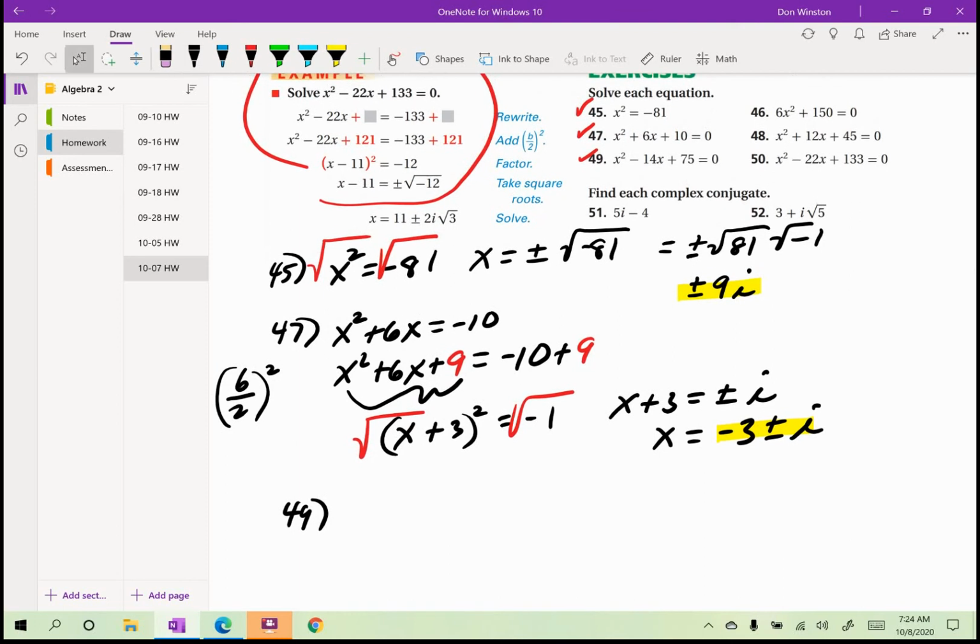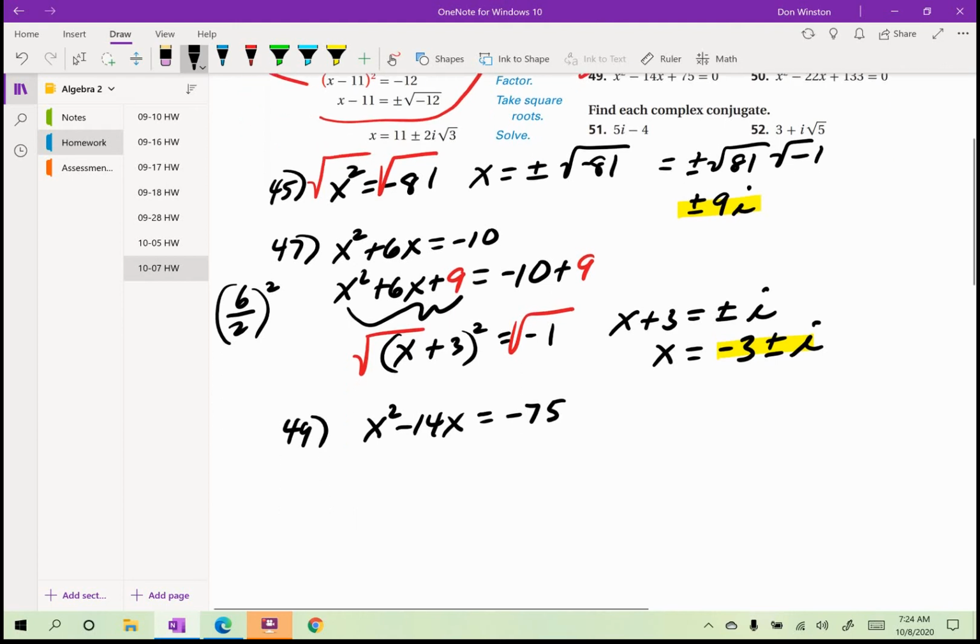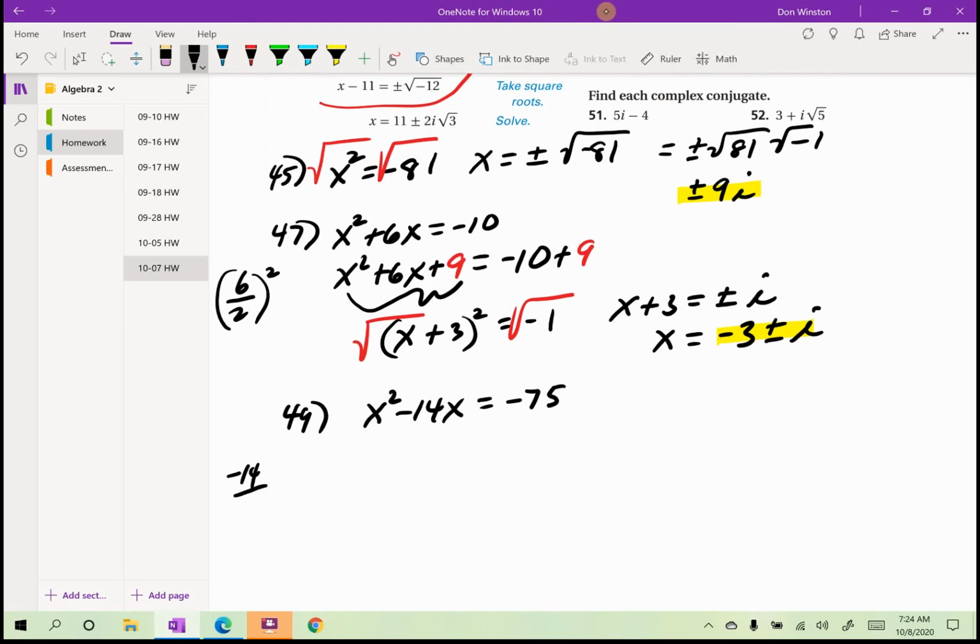So again, I'll complete the square on that. We have x squared minus 14x equals 75. I need to subtract 75 from both sides, so that will be negative 75. And then we'll take that negative 14 and divide it by 2, and then square it, and that's what we add to both sides. So x squared minus 14x, negative 14 divided by 2 is negative 7, and negative 7 squared is 49. So equals negative 75, and then we add 49 to the other side.